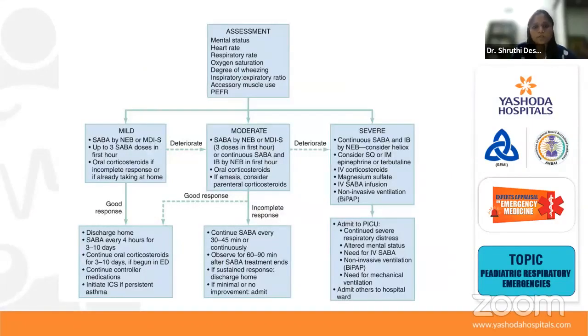So this is something which is easy for you to understand. Here I have taken this from Rosen's. If there's mild asthma, you are giving the short-acting beta agonist. Moderate, you're giving short-acting beta agonist with the oral corticosteroid. If it is severe, you're giving nebulization continuous back-to-back 3 times along with the IV corticosteroids, and IV magnesium can also be given, and epinephrine can also be considered IM. So based on the response, you are deciding on disposition.